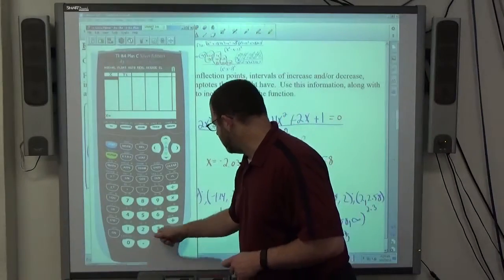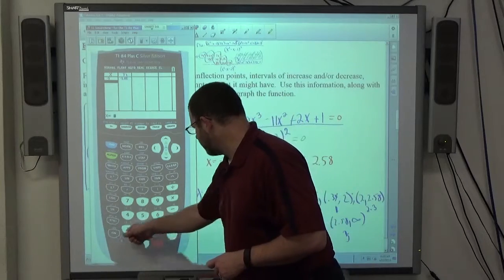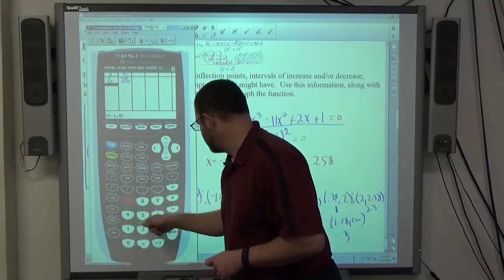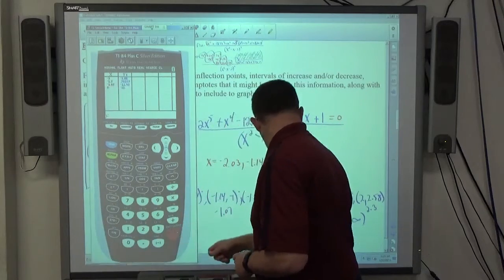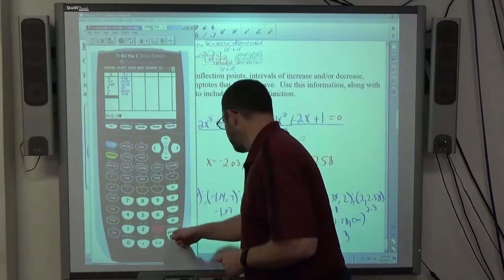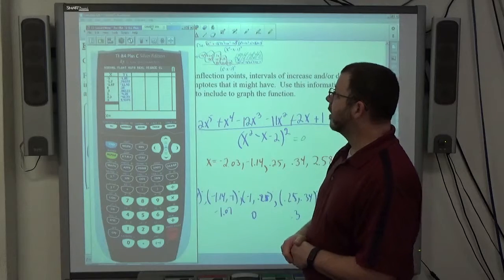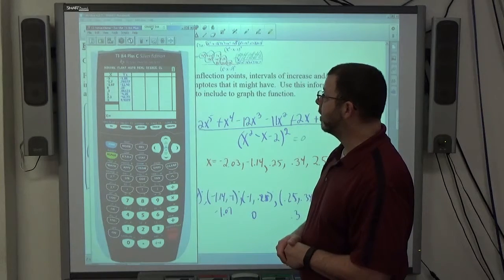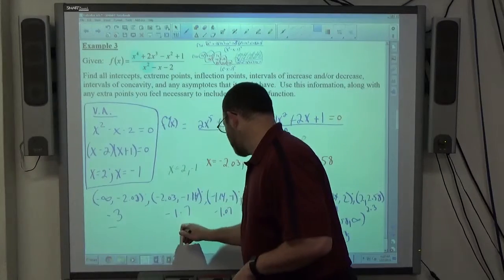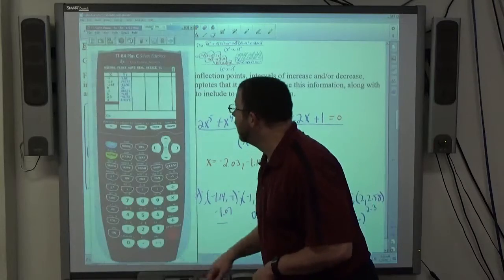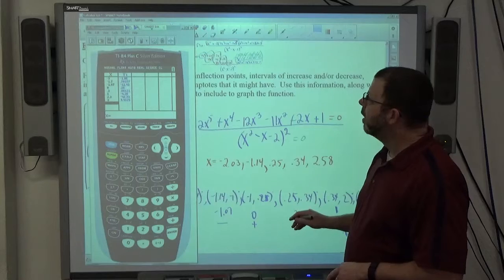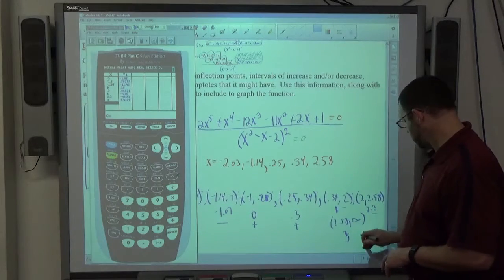So negative 3, negative 1.7, negative 1.07, 0, 0.3, 1, 2.3, and 3. We get our outcomes, right? Negative, positive, negative, positive, positive, negative, negative, positive. Negative, positive, negative. Positive, positive. Negative, negative, positive.